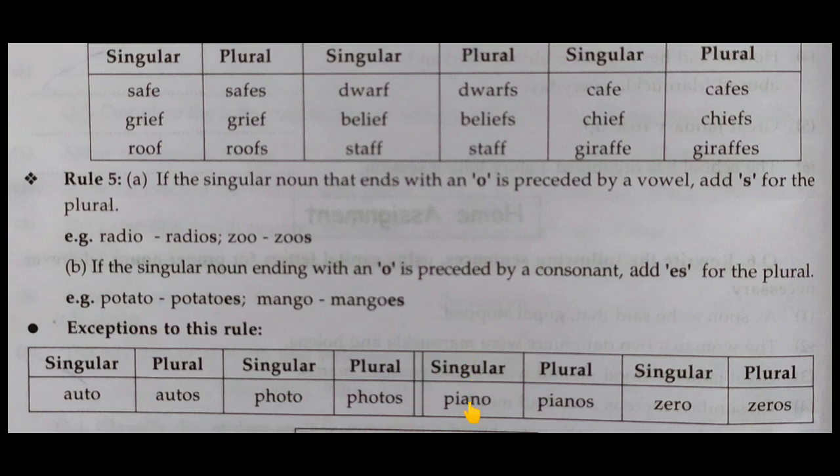Third example is piano. Here it ends with o and is preceded by the consonant n, but we have just added s to make it plural. The last example is solo. Here it ends with o and is preceded by a consonant, but for converting it into plural we just add s to it. According to the rule we should add es, but it is not done in this case. We have just added s. So these are some exceptions.